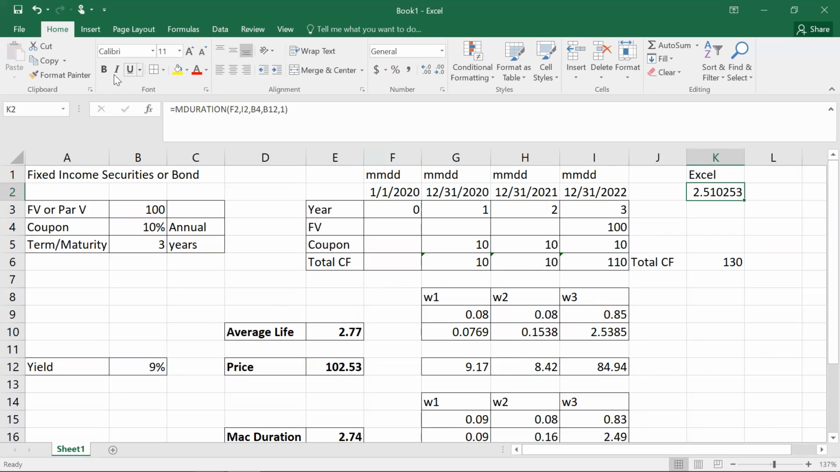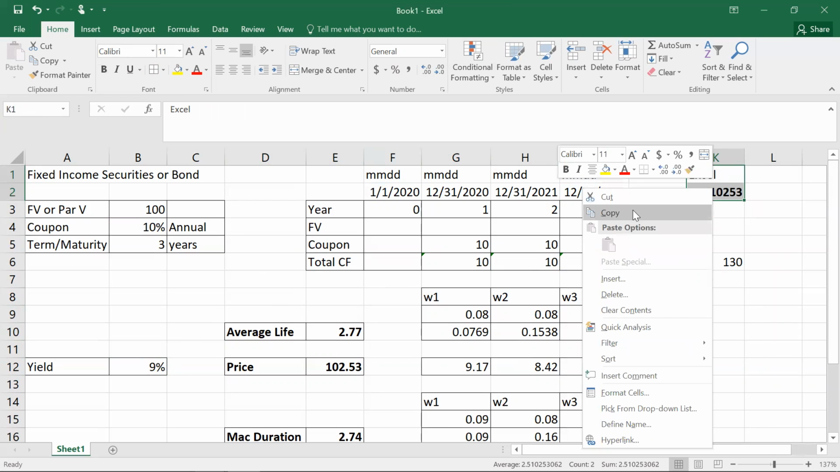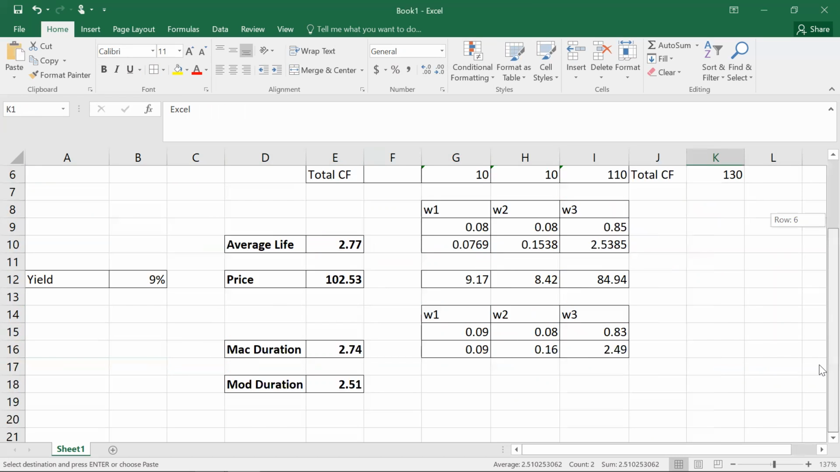So what is the modified duration given by the formula? I will write it down here.